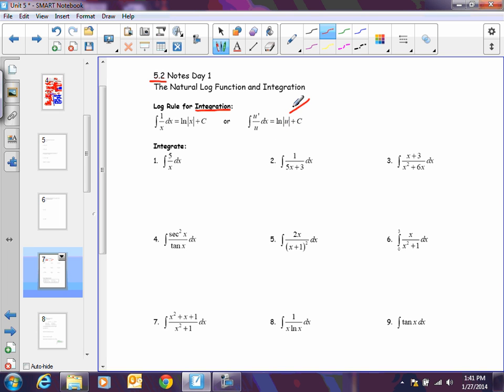Notice these absolute value bars. What's that about? Can't be negative. What can't be negative? The value is 0.